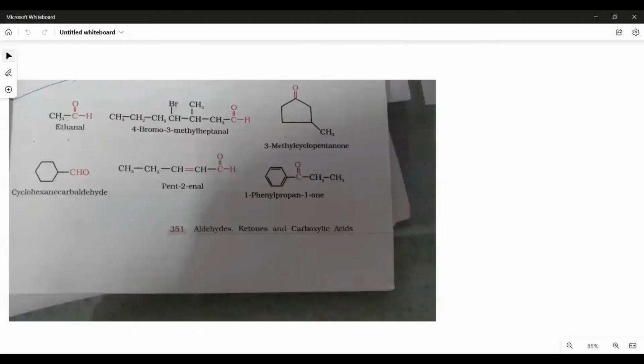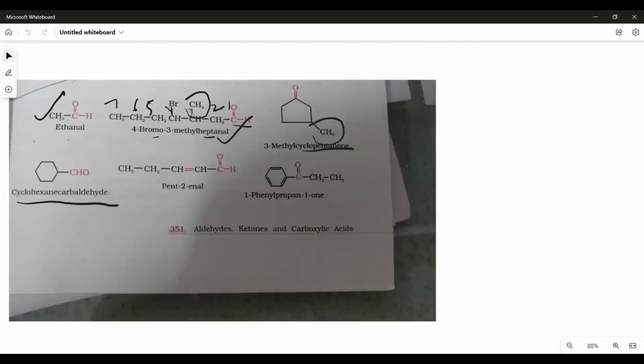Now you can see more examples for more practice, that is ethanol that we have discussed earlier. 4-bromo-3-methyl-heptanol means 7 carbon atom chain. 1, 2, 3, 4, 5, 6, 7 carbon atom chain. At the fourth position there is Br. At the third position there is CH3, and al indicates there is a CHO group present. In the next one, 3-methyl cyclopentanone. So first of all you have to see the pentanone, and at the third position there is methyl group attached.